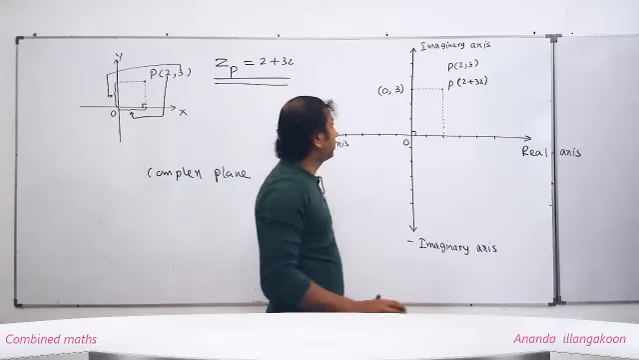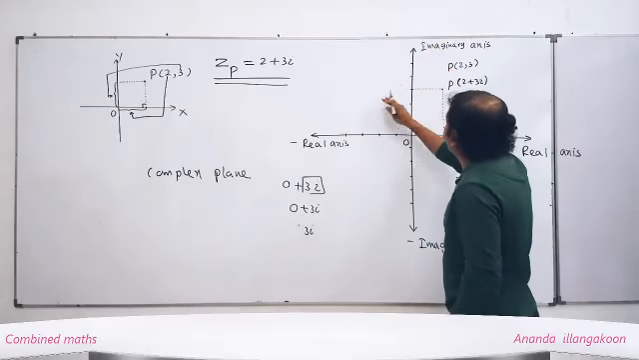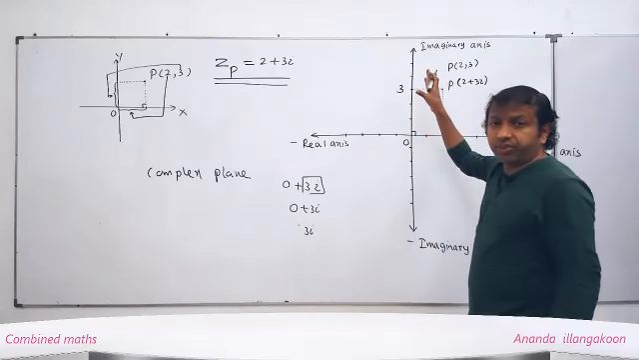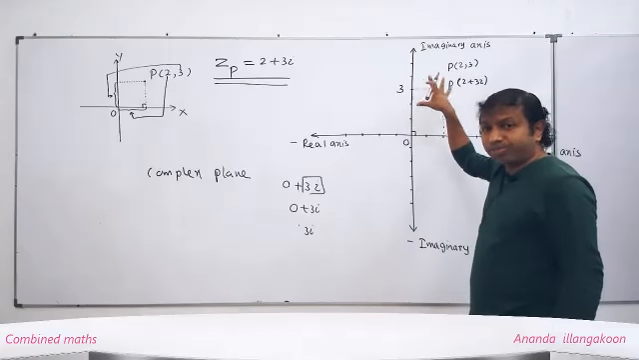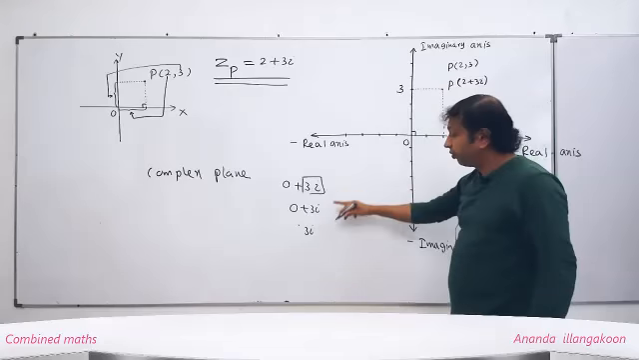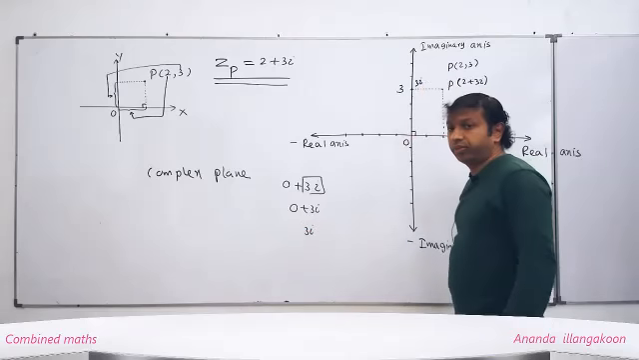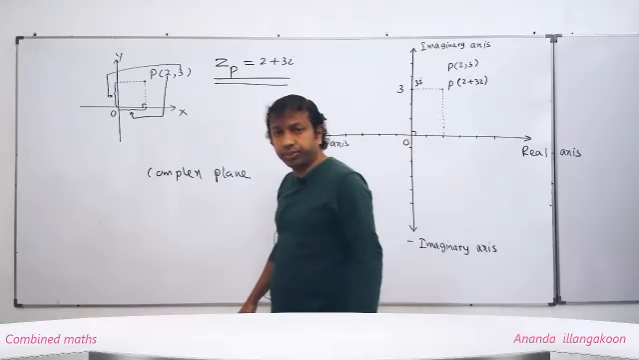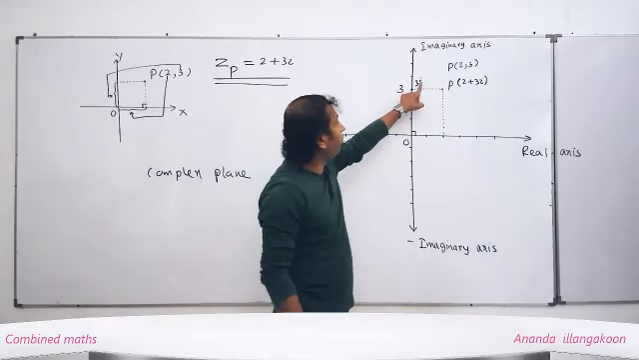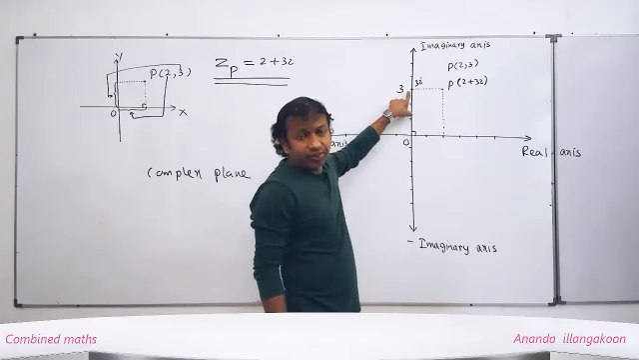Then somebody might ask, sir, we usually mark on the y-axis only this 3. But this is not the y-axis, right? This is the imaginary axis. Every point on the complex plane represents a complex number. Then this point gives us the complex number 3i. If we mark this point as 3i, is it wrong? No, that's correct. Then furthermore, you might ask, is this point 3 or 3i?